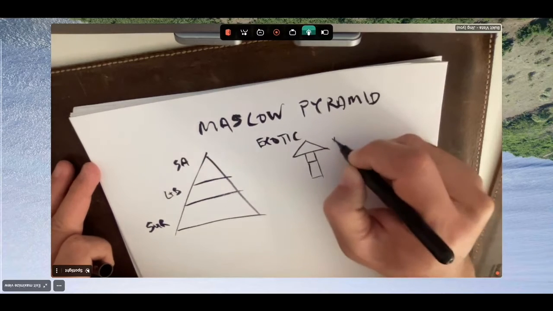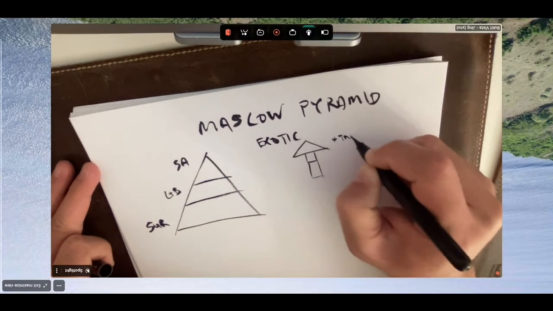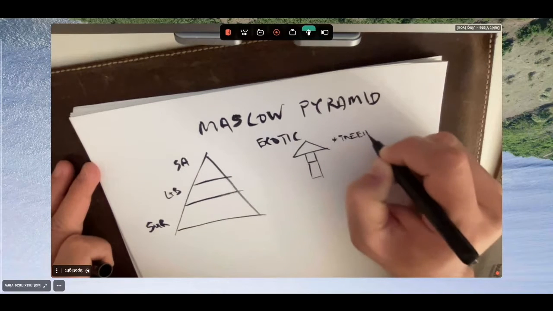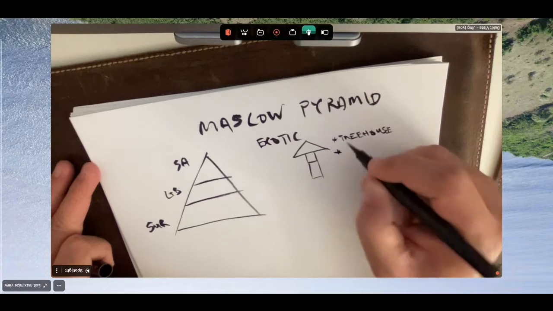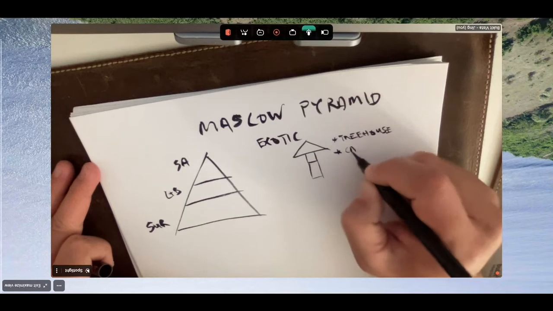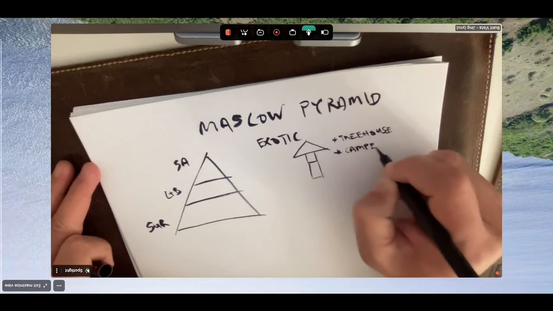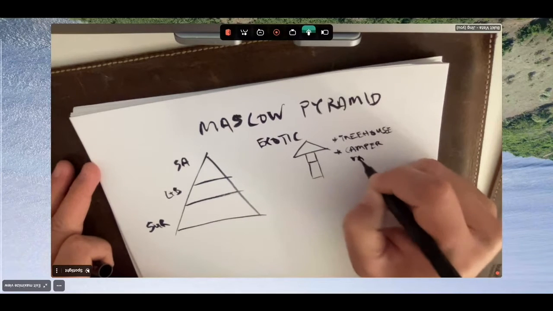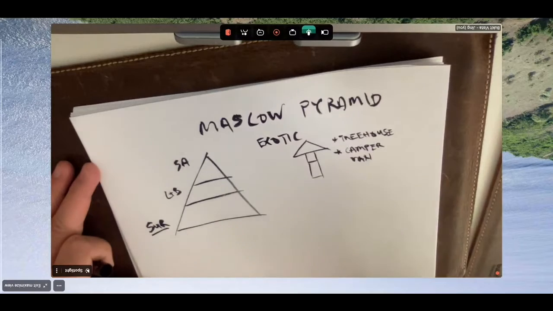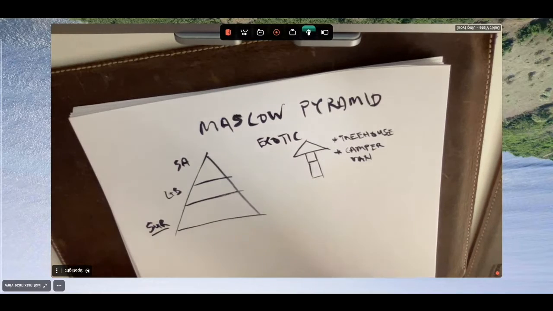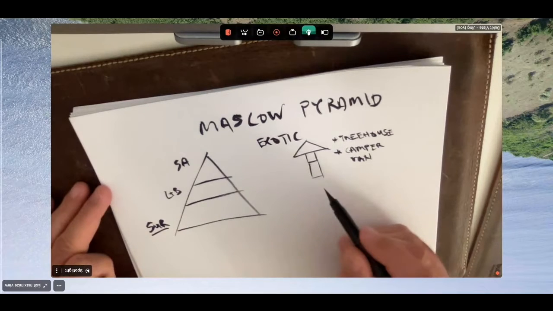So this can be things like a tree house, right? A tree house is fairly exotic. And maybe it's a camper van, right? A camper van is also very exotic. Both of these types of accommodations don't have a lot of survival quality about them. It's not very comfortable. It could be something else, but it is essentially that shape.